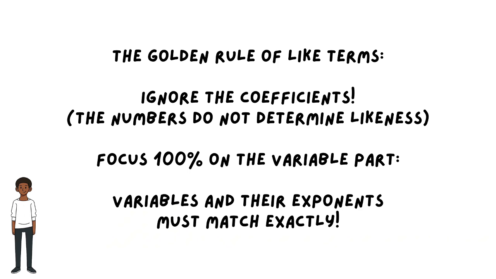So, what makes two terms like terms? Here's the golden rule. We don't care about the coefficient at all when determining likeness. The number in front has nothing to do with it. We care strictly about the variable part. To be like terms, the variable letter and their exponents must match 100% identically.